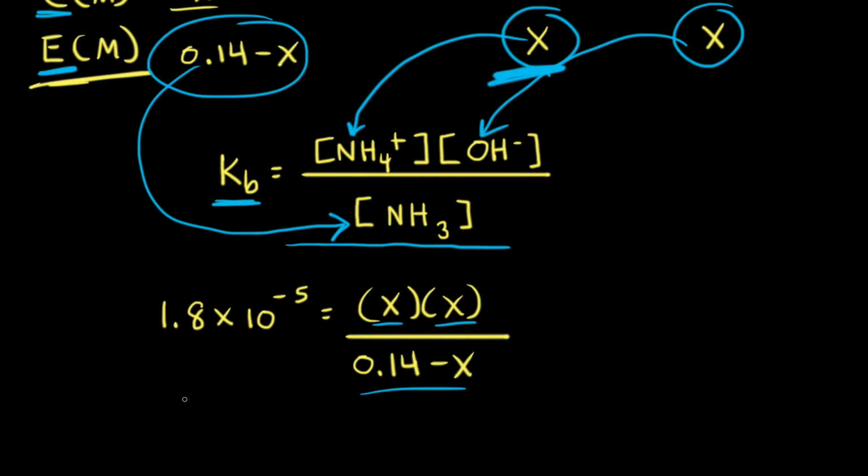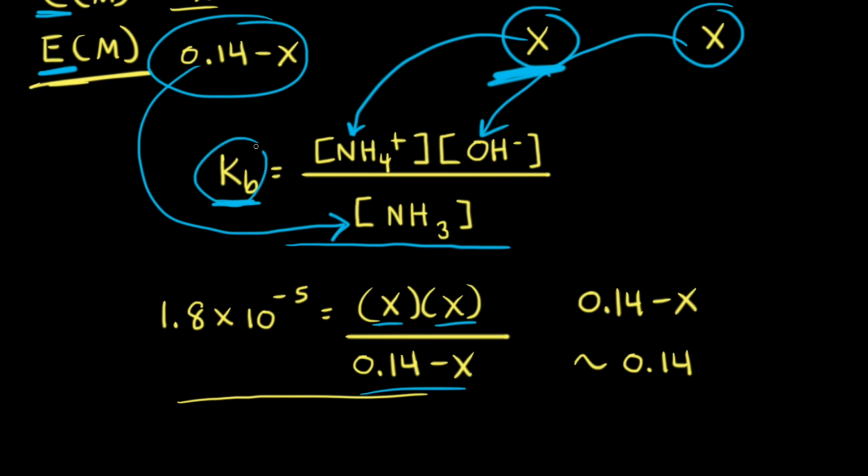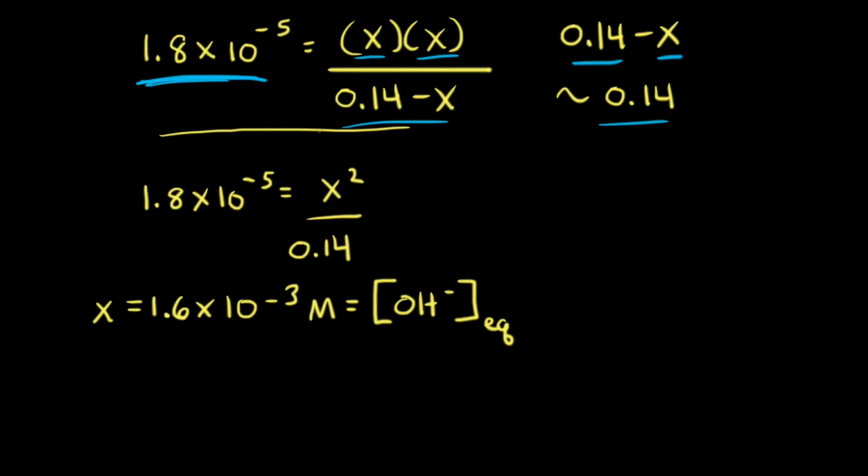However, if we solve for X now, we would get a quadratic equation. So to simplify the math, we're going to use an approximation. We're going to say that 0.14 minus X is approximately equal to 0.14. The reason we can make this approximation is because the Kb value for ammonia is quite small, which means that ammonia doesn't ionize very much at all, which tells us the equilibrium concentration of hydroxide ions will be a very small number. And if X is a really small number compared to 0.14, 0.14 minus X is just approximately equal to 0.14. So instead of writing 0.14 minus X, we can just write in 0.14.